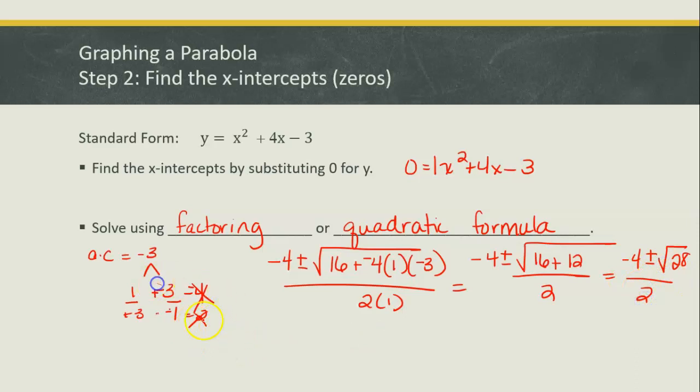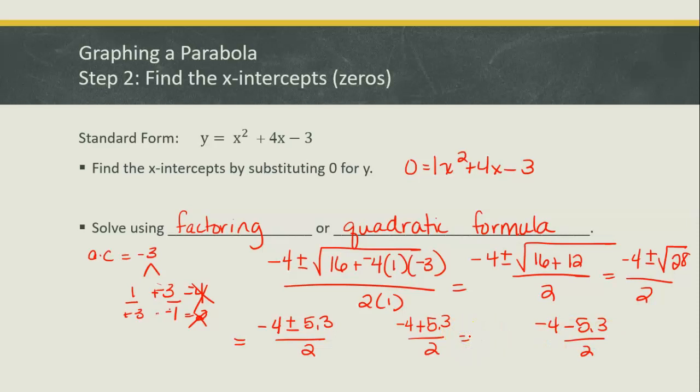Now we're just going to use our calculator to help us simplify. So this is negative 4 plus or minus. I find the square root of 28. I just need to round to the nearest tenth. It's 5.29, so I'm going to write that as 5.3 divided by 2. And now we split it up into two problems. It's either negative 4 plus 5.3 divided by 2, or negative 4 minus 5.3 divided by 2.